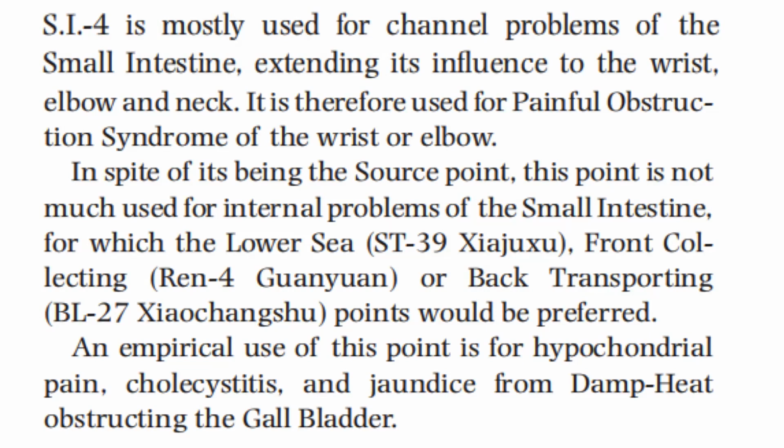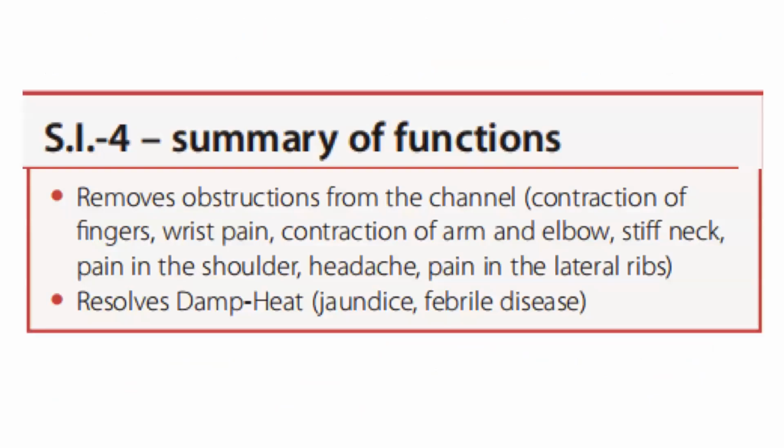In spite of its being the source point, SI4 is not much used for internal problems of the small intestine, for which the lower He-Sea point, Stomach 39, the front Mu point, Ren 4, or the back Shu point, Bladder 27, would be preferred. An empirical use of SI4 is for hypochondrial pain, cholecystitis, and jaundice from damp heat obstructing the gallbladder.